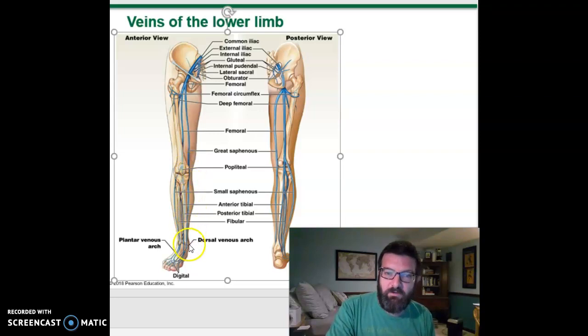But you also have a very important superficial vein that goes all the way up the inside of your leg. This is the longest vein in your body, and it's called your great saphenous vein. Great saphenous. And again, it runs from the inside of your foot, right, all the way up the inside of your leg until it dumps into your external iliac vein.